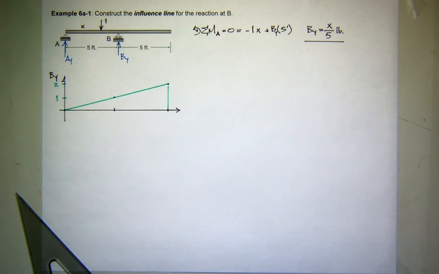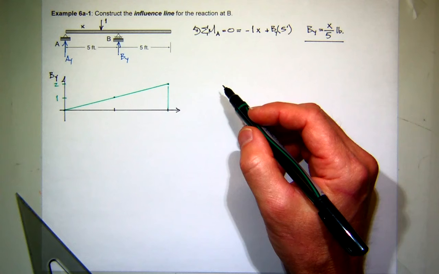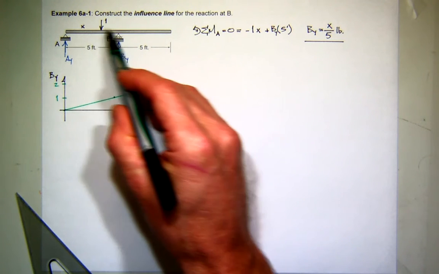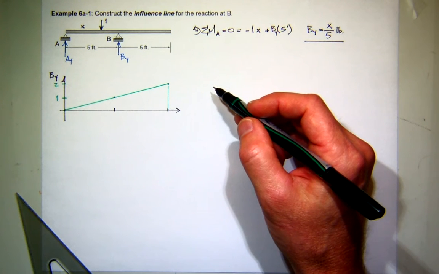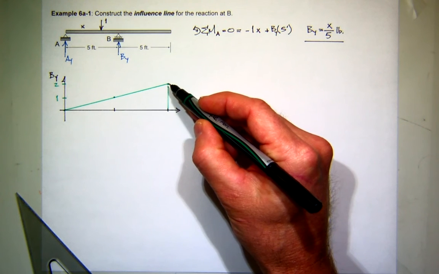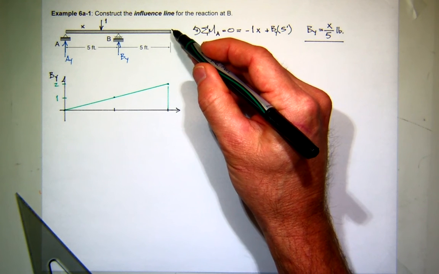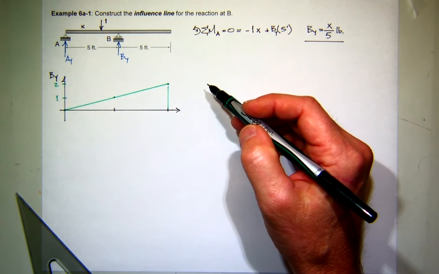That's it. So if instead of a unit load here, I had 1,000 pounds, and it was moving, where would my 1,000 pounds go to create the maximum reaction at B? The highest point. So it would be at this position, which is at the free end, and it would be that 1,000 pounds times 2. It would be 2,000 pounds. The reaction would be 2,000 pounds.